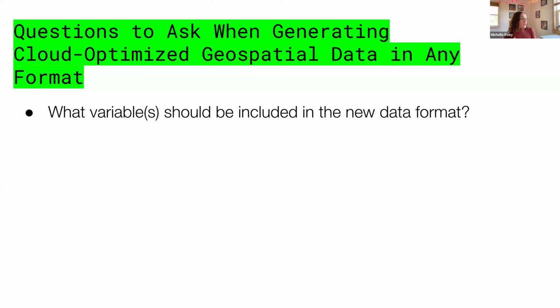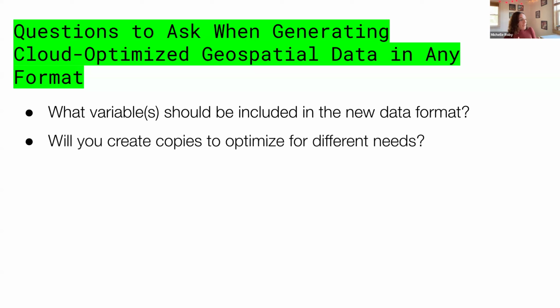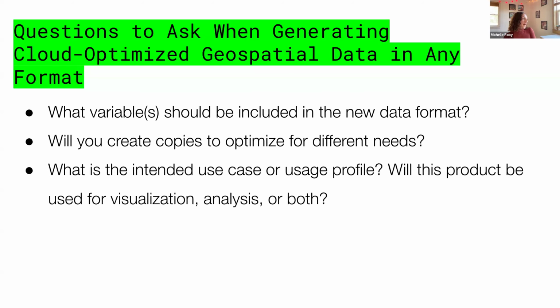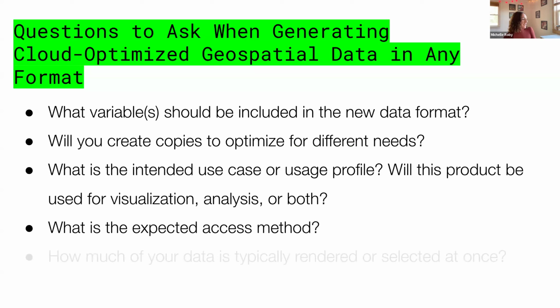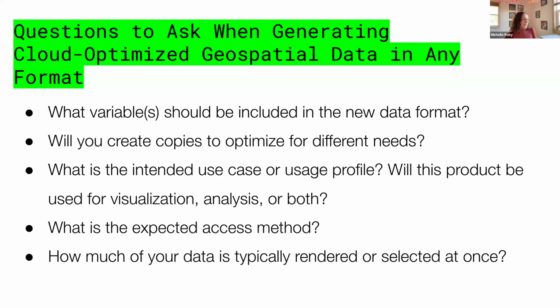What variables should be included in the new data format? Will you create copies to optimize for different needs, or do you just have one need? What is the intended use case or usage profile? Will this product be used for visualization, analysis, or both? What's the expected access method? How are people accessing this data? And how much of your data is typically rendered or selected at once? These are just ideas that can help you understand how you would want to optimize your data.